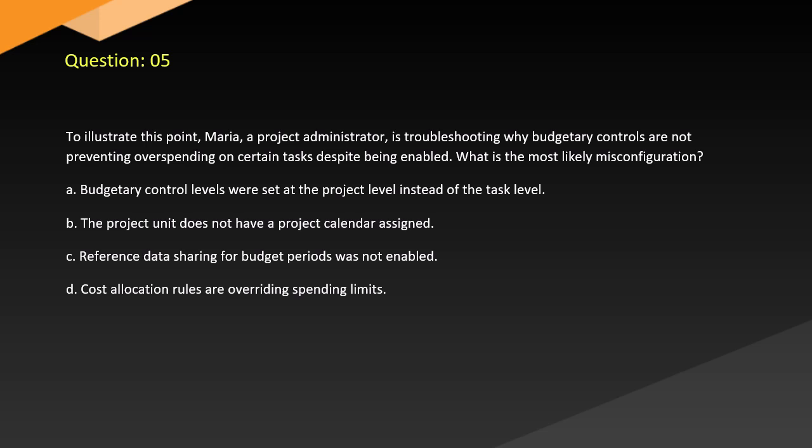A. Budgetary control levels were set at the project level instead of the task level. B. The project unit does not have a project calendar assigned. C. Reference data sharing for budget periods was not enabled. D. Cost allocation rules are overriding spending limits.